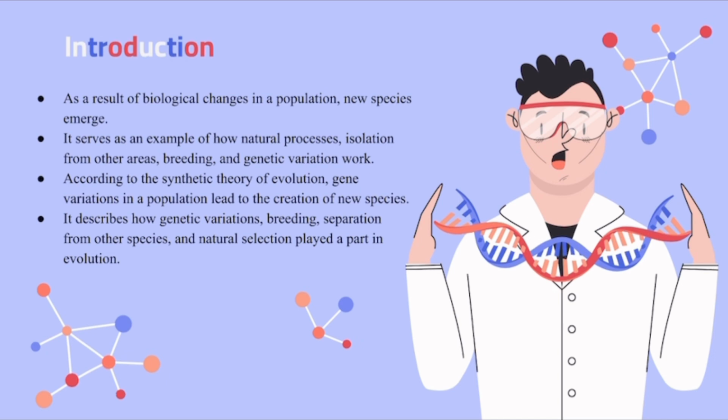The modern synthetic theory of evolution explains that new species develop as a result of biological changes in a population. It illustrates the functions of natural processes, geographic isolation, breeding, and genetic variation. According to the contemporary synthetic theory of evolution, new species are created as a result of gene variants in a population. It explains the roles played in evolution through genetic variants, breeding, isolation from other species, and natural selection.